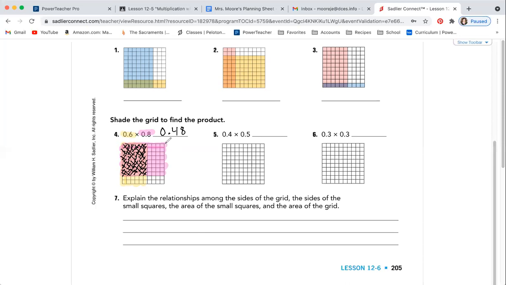Are we all right with this material? You feeling good? Can you finish those last couple problems for me? So you do number 3, 5, and 6. Take a picture, submit it.